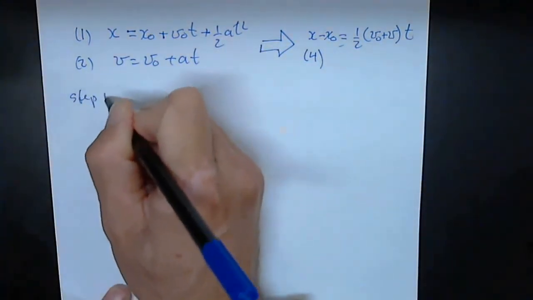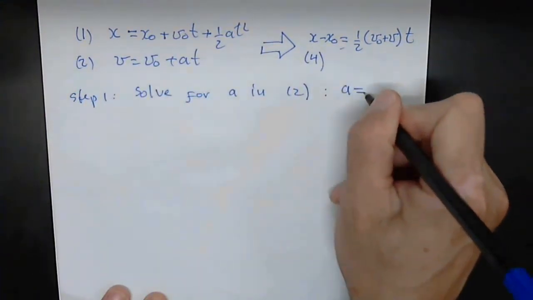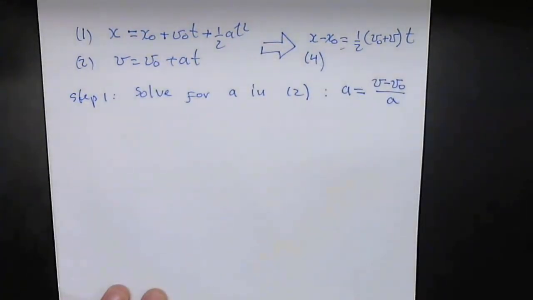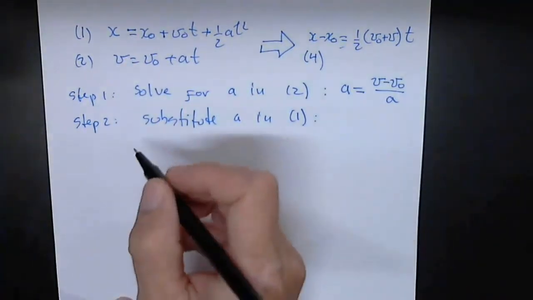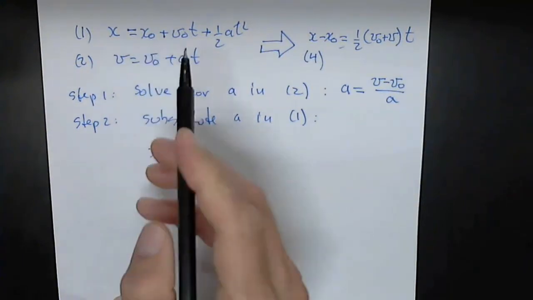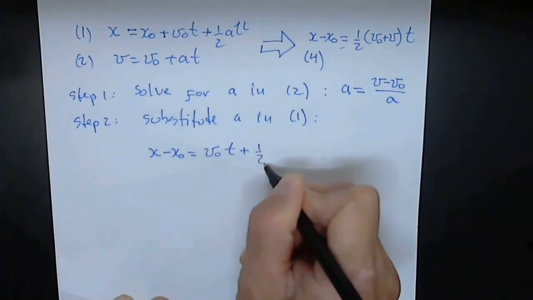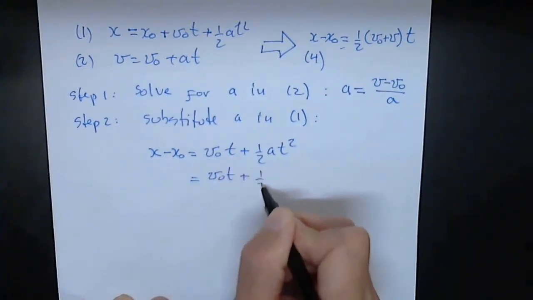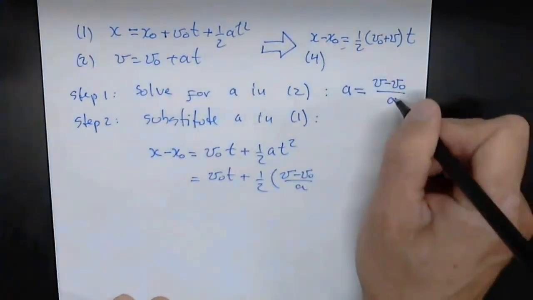Step 1, solve for the acceleration in equation 2. So acceleration is v minus v naught over t. And we are going to substitute the acceleration into 1. Again, I will move the initial position to the left for convenience. And now here in the acceleration, I'm going to put v minus v naught over t. This is t over here.